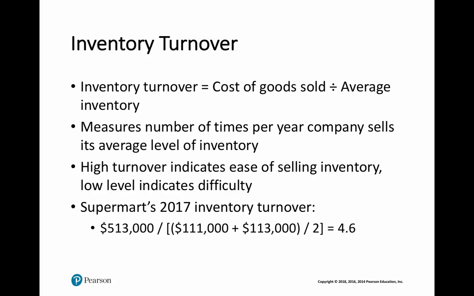So the supermarket's inventory turnover ratio for 2017 was $513,000 of cost of goods sold divided by their average inventory, which is 112,000, 111 plus 113 divided by 2, 112. So that means they turned over their inventory 4.6 times every year. If you take that the next step and divide 12 by that number, 4.6, 12 divided by 4.6 means that roughly every 2.6 months they completely sell all their inventory and restock it with all new stuff.